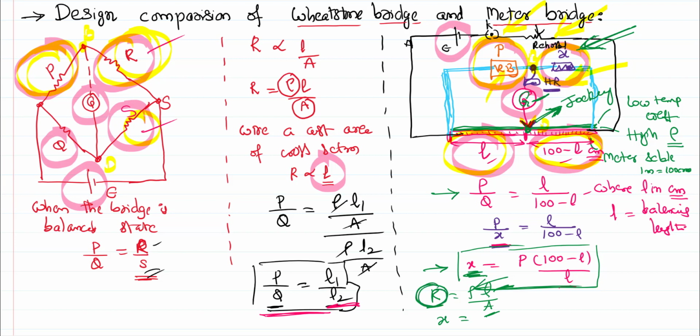Once you get the value of X, the length of that wire, and the area of cross section of that wire, using that we can also find rho of the wire. So using the meter bridge, we can find resistance as well as the specific resistance of a wire, right? This is how briefly we can compare and explain the working of a meter bridge in comparison with a Wheatstone bridge.